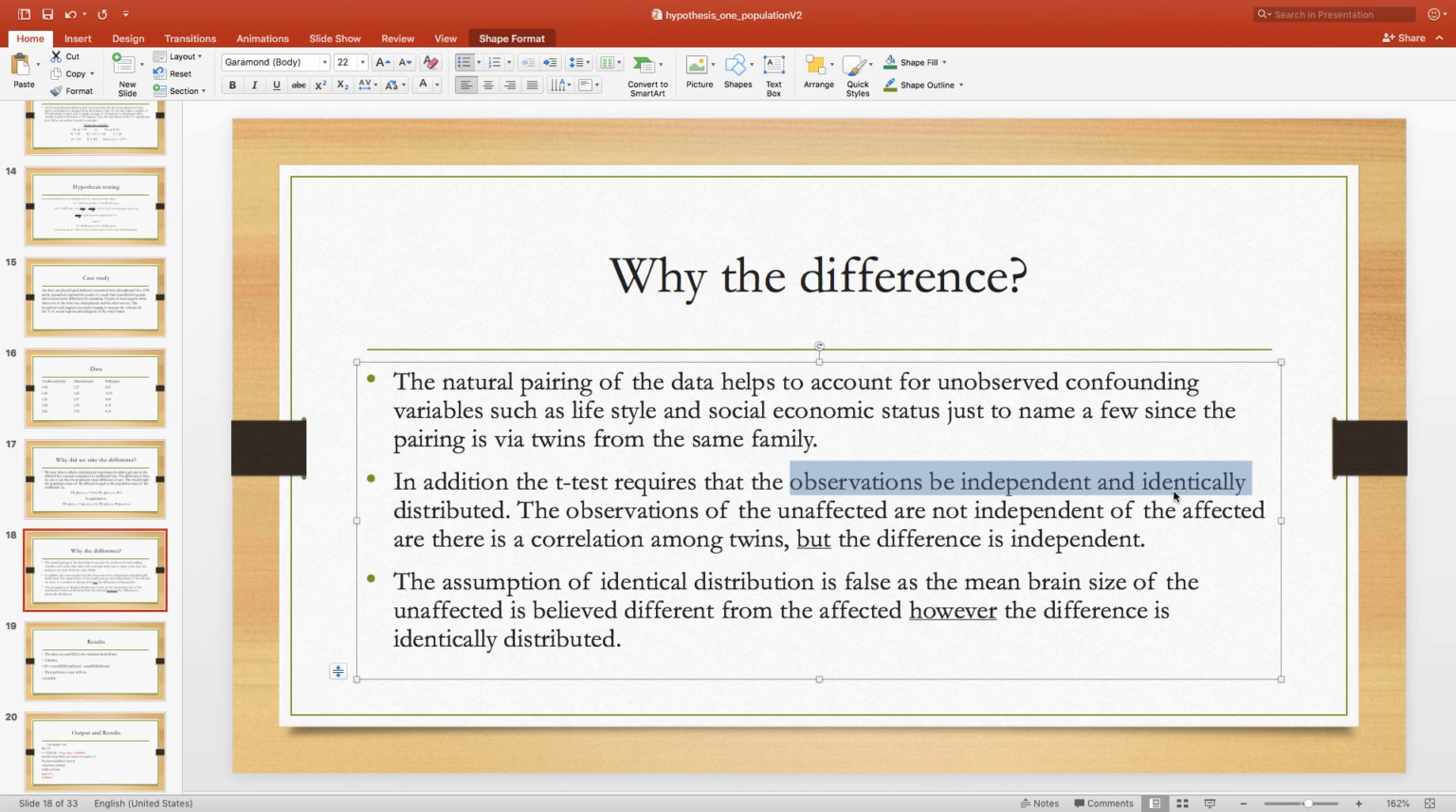Okay. The assumption of an identical distribution is false, okay? But when I take the difference, it is true. So the difference allows us to have our assumptions satisfied. And the assumptions of a t-test are that we have a large enough sample size, or the data is approximately normal, the data is independent, and the data is identically distributed. The differences allow us to have identical distribution and to have independence. So it's a very nice thing.